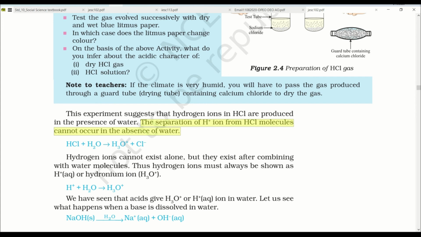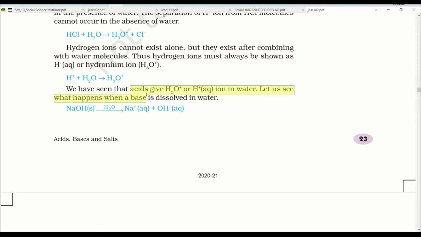Hydrochloric acid plus water gives hydronium ion plus chloride. So the hydrogen ion does not exist singly, it forms a bond with water and becomes hydronium ion. Hydrogen ion cannot exist alone, but it exists after combining with a water molecule. Thus hydrogen ion must always be shown as H plus aqueous or hydronium ion. We have seen that acid gives hydrogen ion or hydronium ion in water.